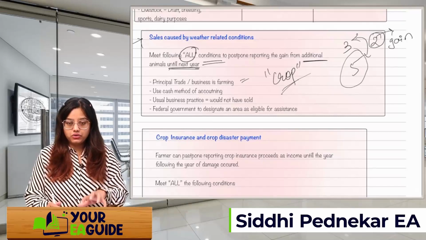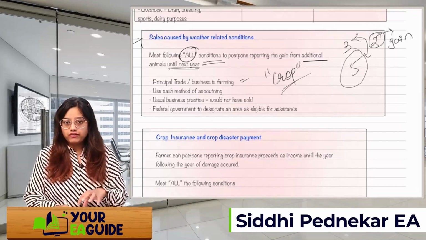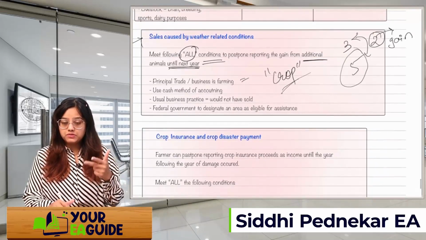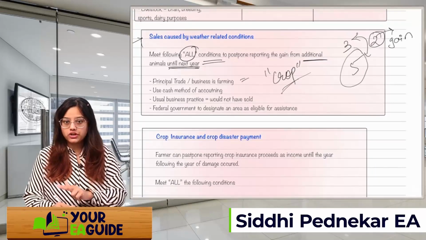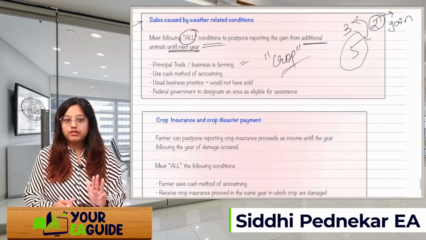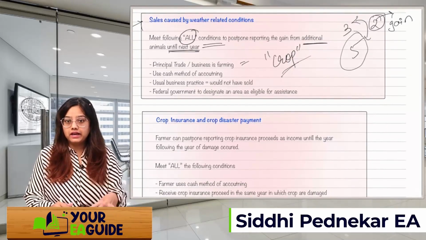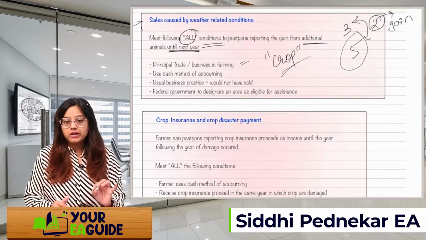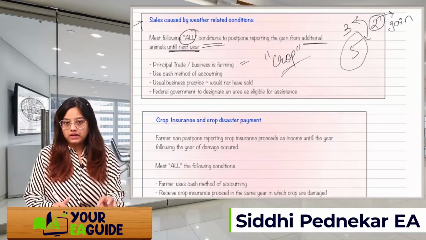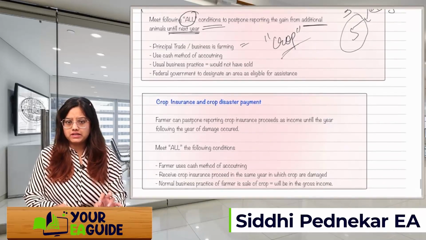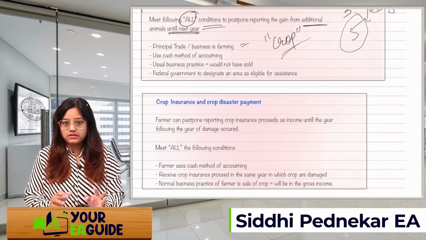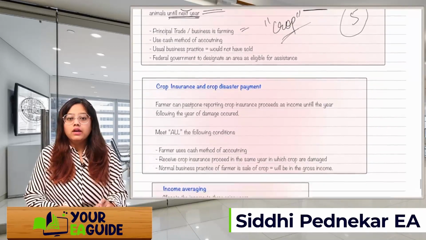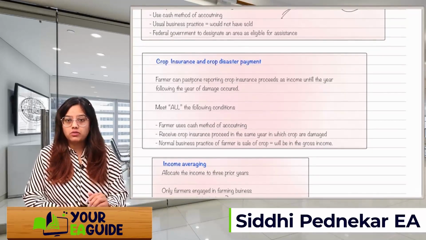But due to weather conditions, if your business is farming, if you're using the cash method, if the animals sold are not in the ordinary course of business, and if the federal government designates that area as eligible for assistance, that is, the government declares that area a federally declared area. All right, next is crop insurance and crop disaster payment.